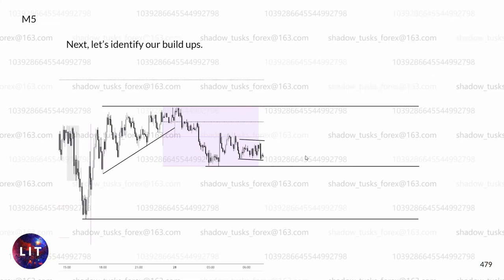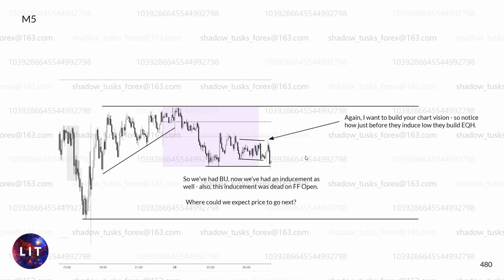Perfect. So next, let's identify our buildups. So obviously this was one right here. And then coming out of Asia, we've got this little buildup right here, right above these equal lows. What could we expect? Again, this is a little point, but notice how they build relative equal highs before they come lower. It's very nice when price builds liquidity in the direction of your trade, so in the direction you want to take the trade. So we've had a build up and now we've had an inducement as well. Also, this inducement was dead on Frankfurt Open.